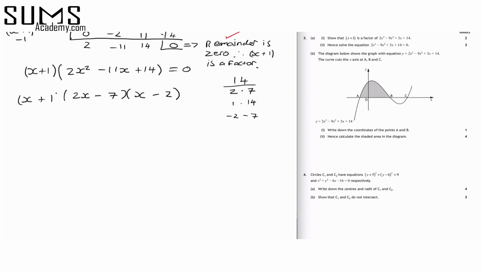But you could use the quadratic formula if you've got stuck here. Okay, so now we need to work out the x coordinates. So x plus 1 equals 0, so x equals negative 1, and then we have 2x minus 7 equals 0, so x will equal 7 over 2, and then we have x minus 2 equals 0, so x equals 2. So 3 points there.